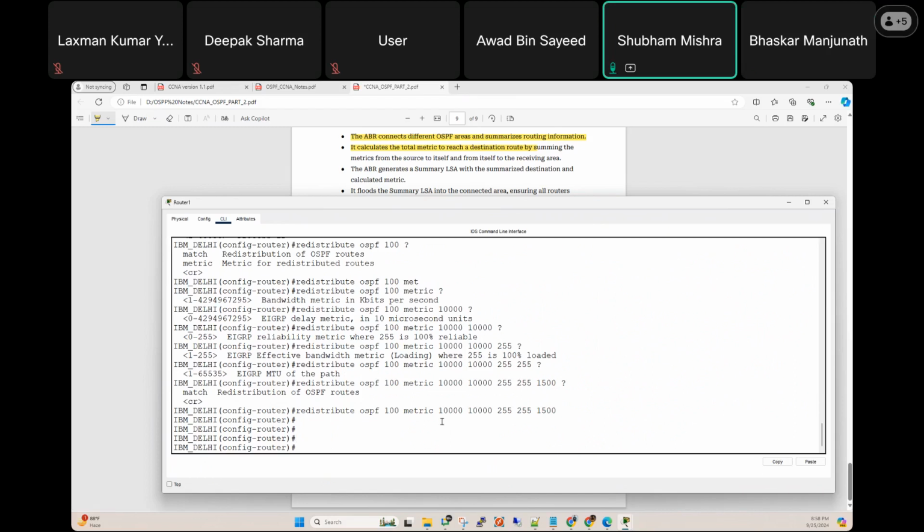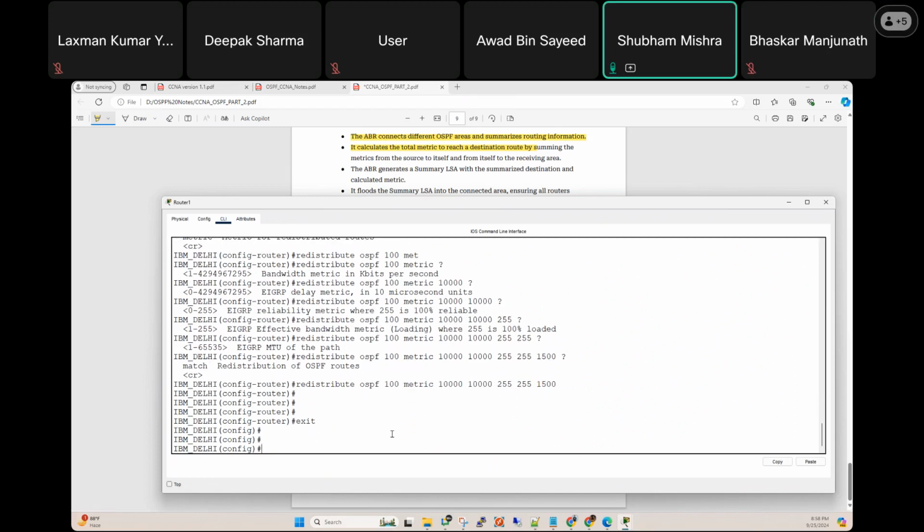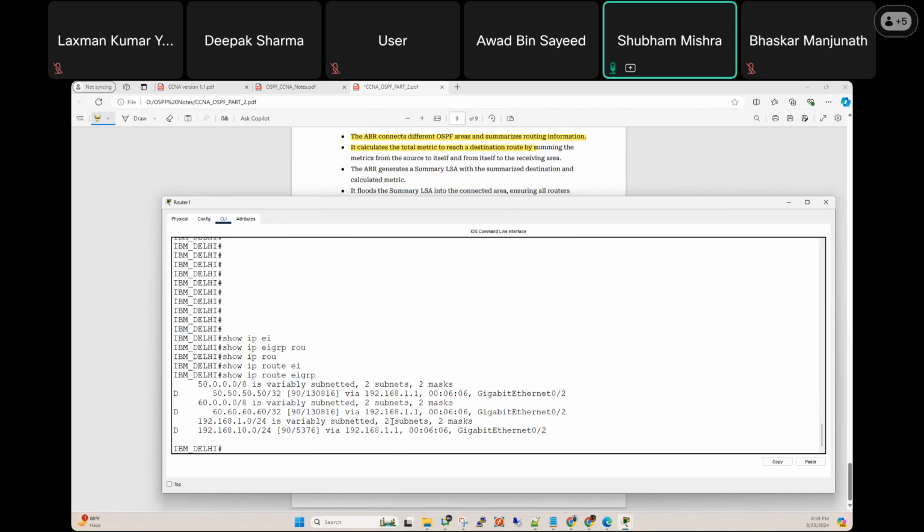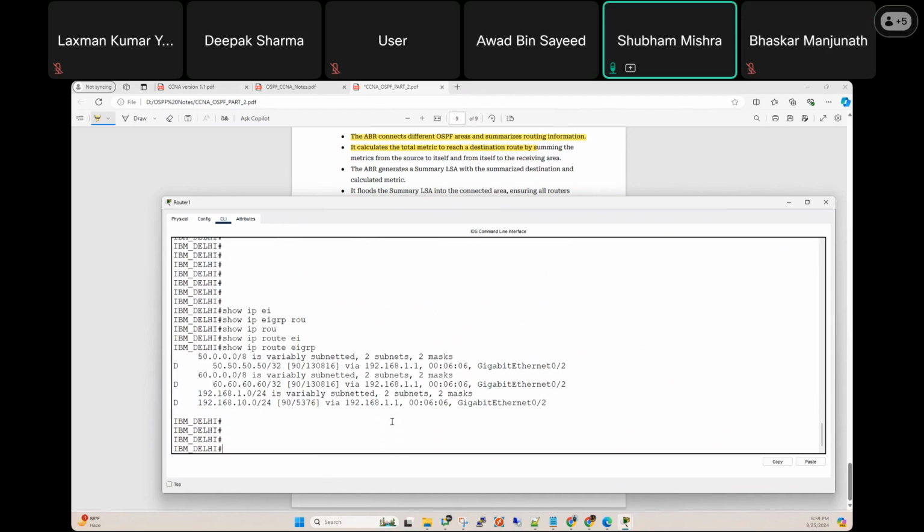So what I did, guys, I advertise OSPF routes into EIGRP. Done, everyone? I hope you understand. So, show IP EIGRP route. Basically, guys, this is the way you can check the routing table of any protocol also. Getting my point?